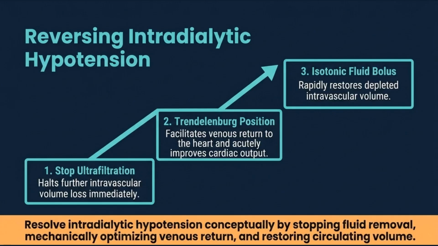Next, place the patient in the Trendelenburg position to facilitate venous return to the heart and improve cardiac output. Finally, administer an isotonic fluid bolus to rapidly restore intravascular volume. This structured approach directly counters the physiologic insult. We deliberately avoid memorizing specific numerical bolus volumes, as those require patient-specific contexts and current guideline reviews. Instead, focus on these conceptual steps that quickly and safely reverse the intradialytic emergency.